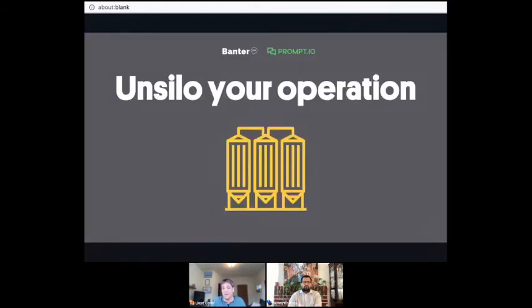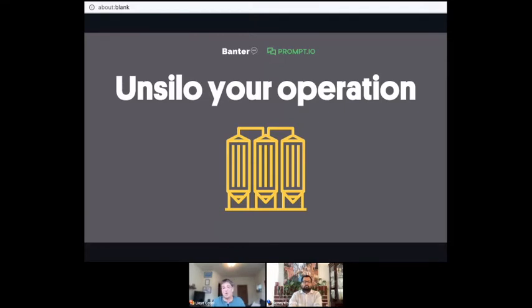So next is about unsiloing your operation, right? This kind of happens when texting lives in the digital department, let's say. And then it is just a tool of the digital department to do the things that the digital department is responsible for, right? Fundraising, voter engagement, that kind of stuff. But really, texting can spread throughout your whole organization. It is comparatively really cheap to a lot of your other channels and really effective.